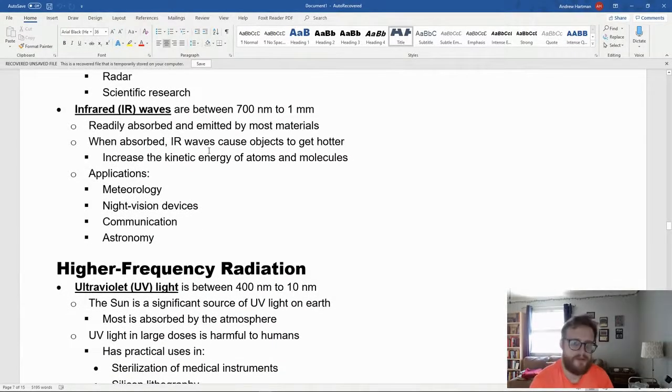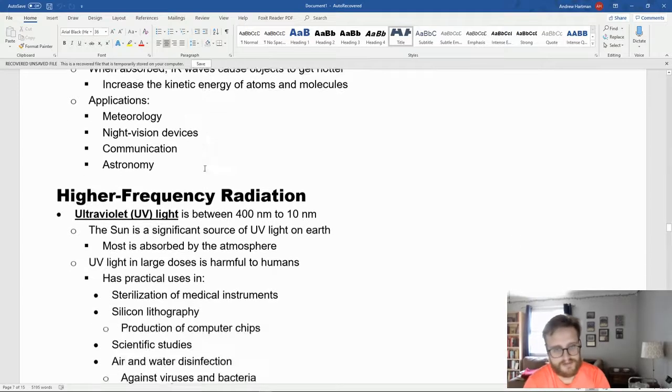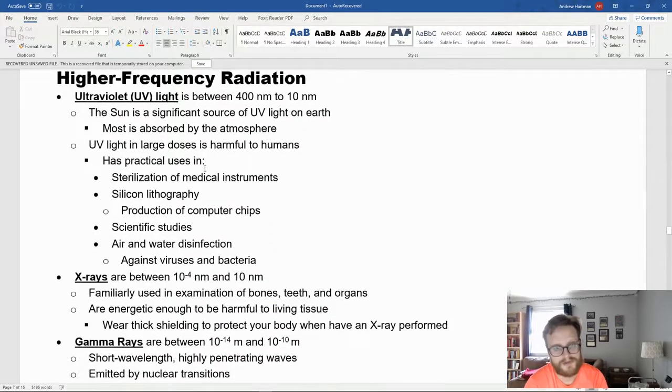Infrared waves play a really important role in our world. They are absorbed and emitted by most materials. When a material absorbs infrared waves, it increases the kinetic energy of atoms and molecules, making them move around a lot more and vibrate, which causes them to get hotter. The applications for infrared waves include meteorology, night vision devices, communication, and astronomy. We'll go into its astronomical uses in a later video.